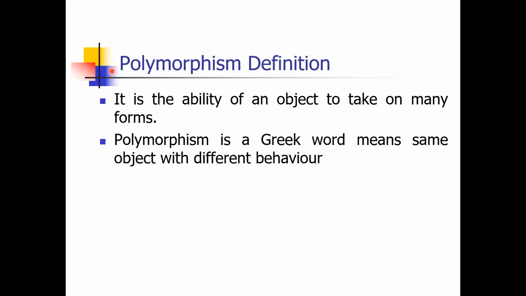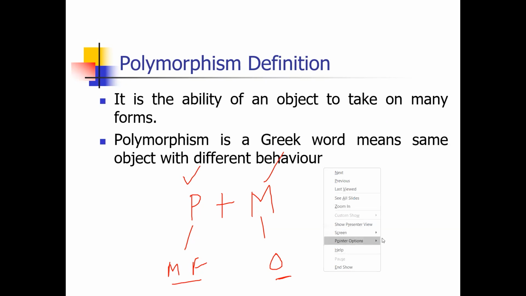So, first of all, polymorphism definition. Polymorphism is the combination of two words, poly plus morphism. Poly means many forms, and morphism means any state, any behavior, object, anything. So it is an ability of an object to take on many forms. Same object which takes on many forms.